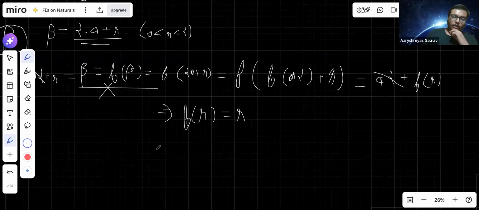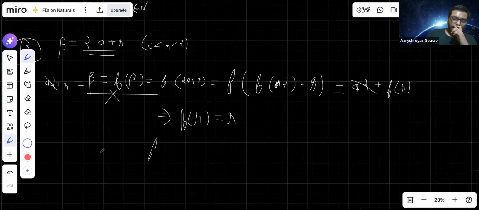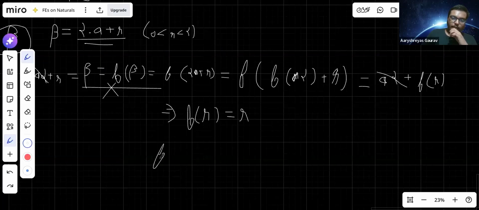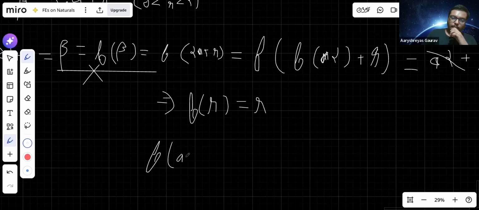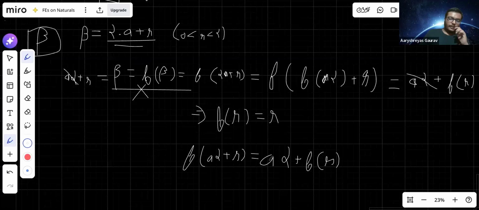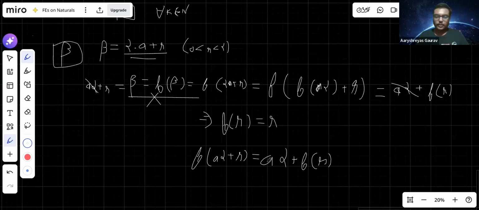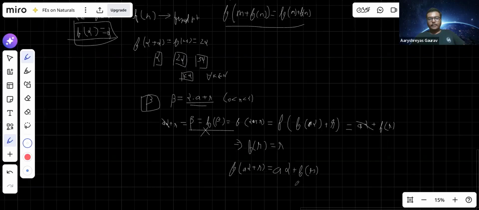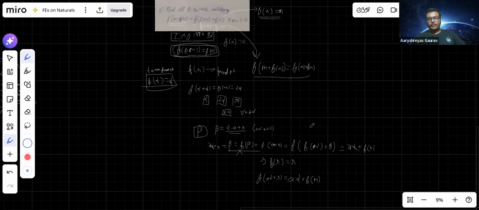Okay, now this comes to a conclusion that if f of a alpha plus r appears, then it is definitely a alpha plus f of r. Now what? One interesting thing is about to happen in this situation. I am giving you 2 or 3 minutes to think about anything interesting happening here.